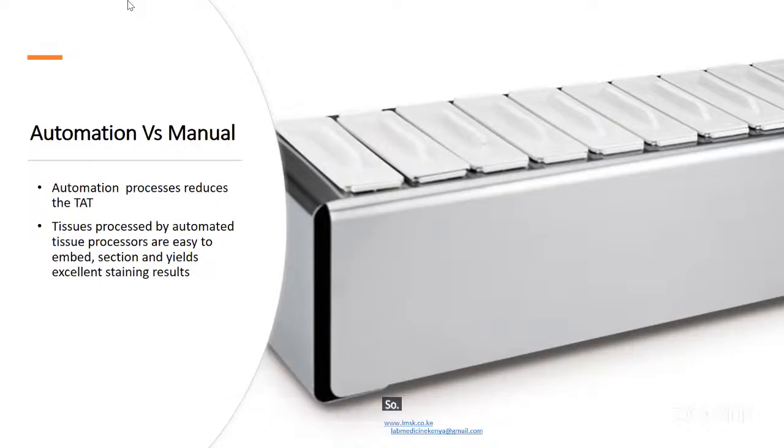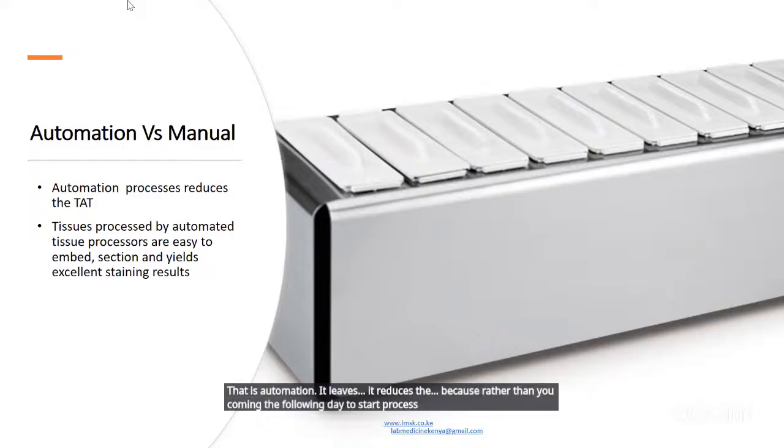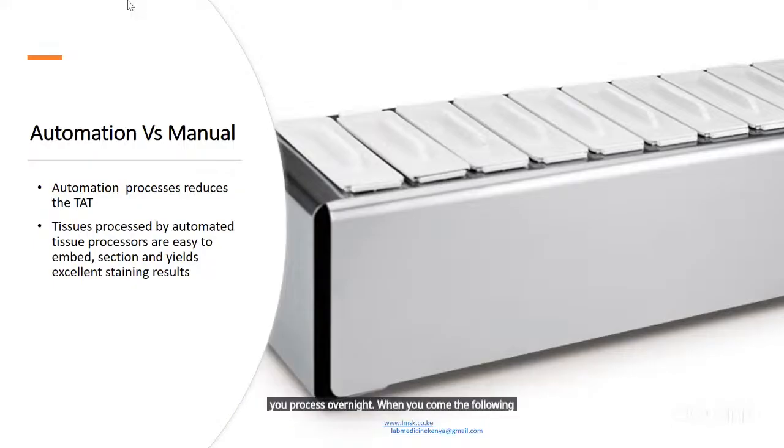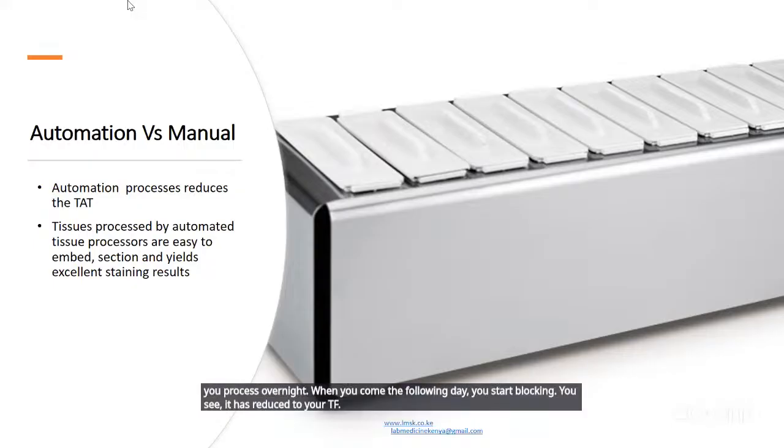So if your processes are automated, then after grossing the samples, you will leave them to process overnight. That is automation. It reduces the TAT because rather than coming the following day to start processing manually, you process overnight. When you come the following day, you start blocking. You see, it has reduced your TAT by a day.